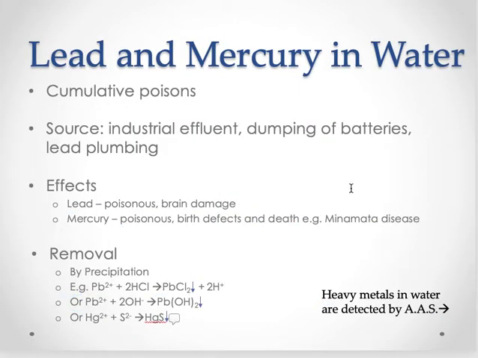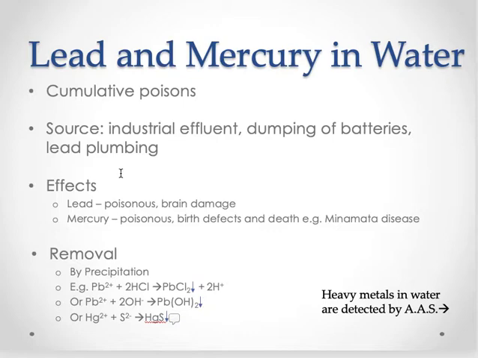Now let's look at lead and mercury in water. These two heavy metals are referred to as cumulative poisons, which means they can build up in your body over time and cause a level of poisoning as they build up. So how do they get into the water? Well, the main sources would be industrial effluent being discharged into the water, or if people don't recycle and they dump batteries instead, or going back a bit, in an old house you might have lead pipes, which would leak lead into the water.